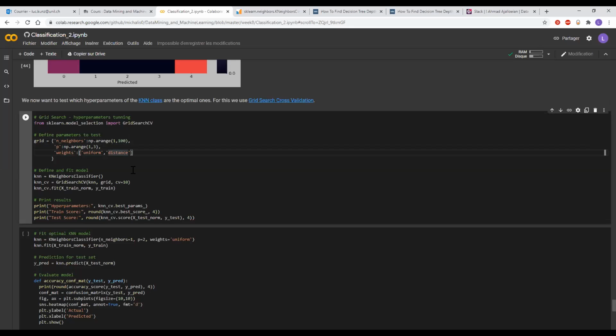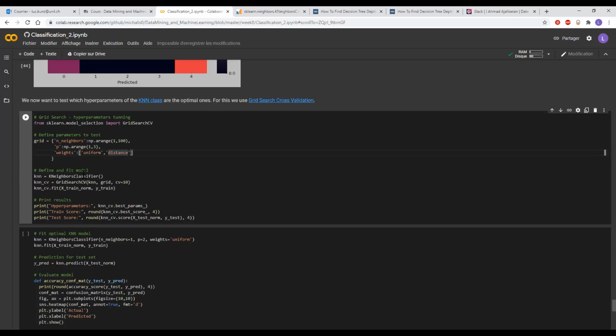The weights mean whether the nearest neighbors have more voting power than the neighbors that are less close to the point. So if we take uniform, all neighbors will have the same weights, and if we take distance, this is weighted based on the distance to the instance we want to classify, where the closer points have more importance for the voting.